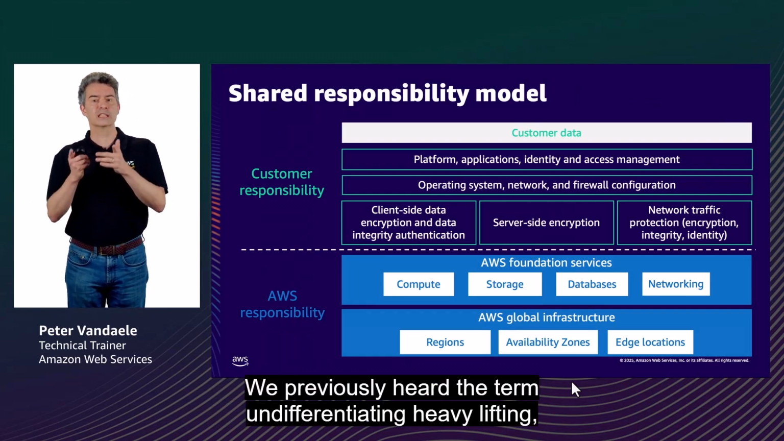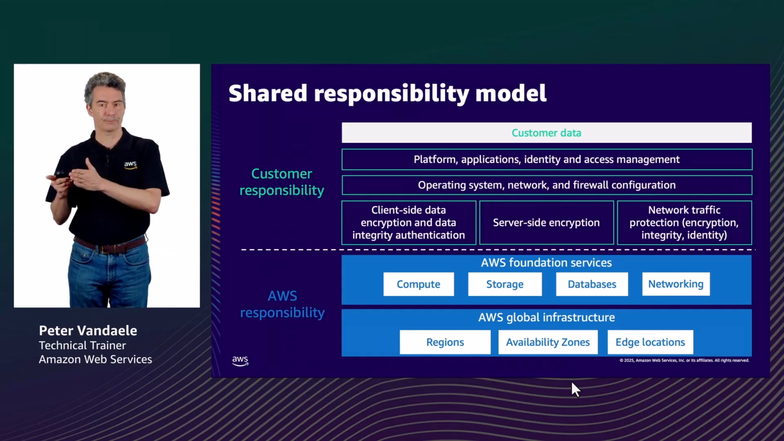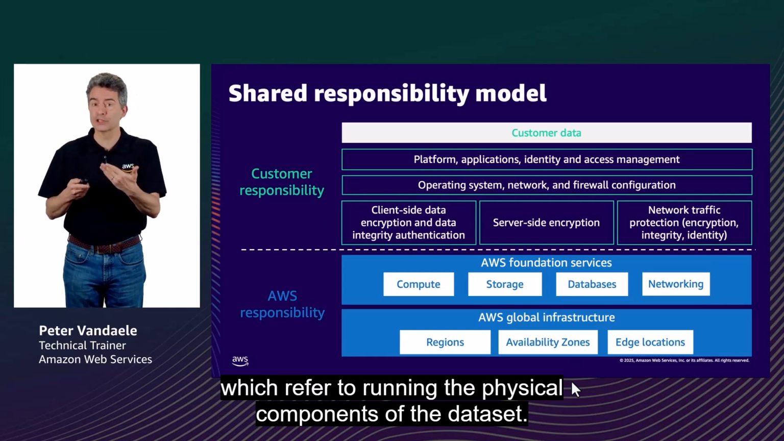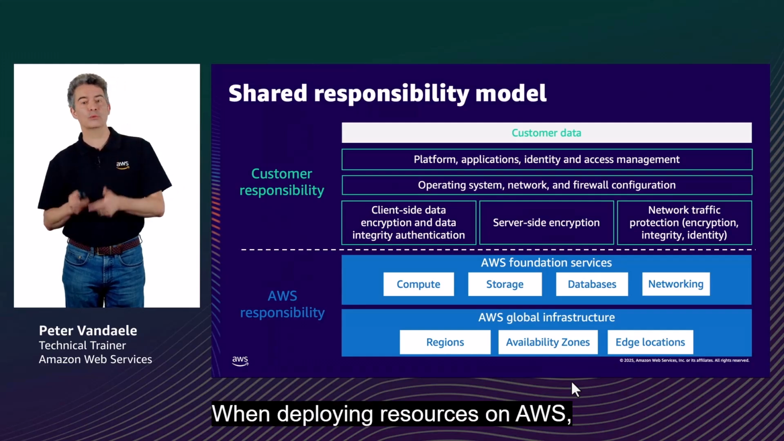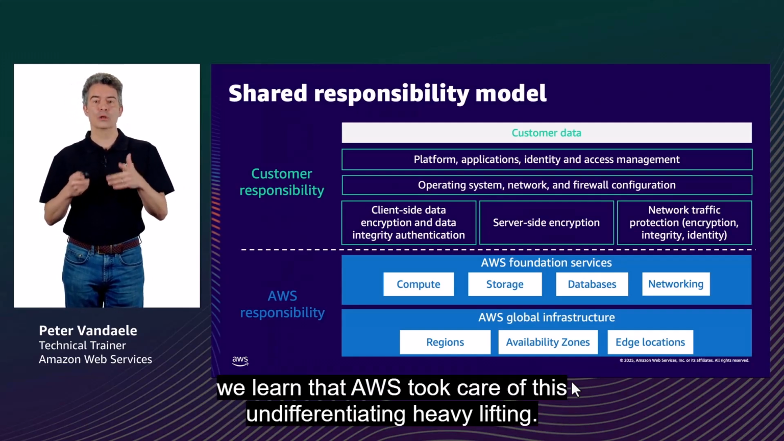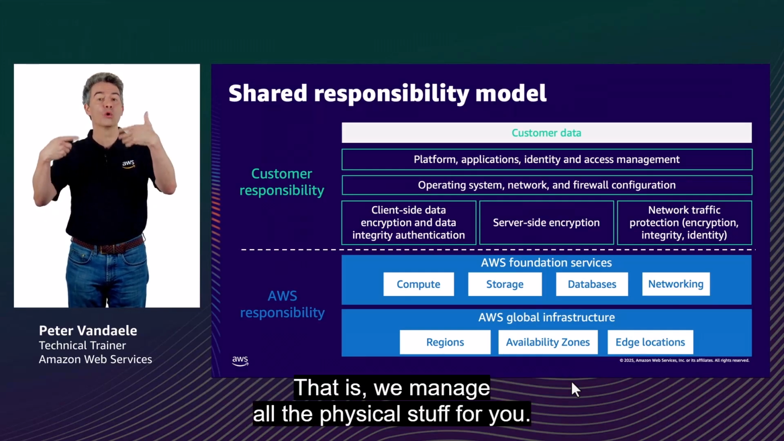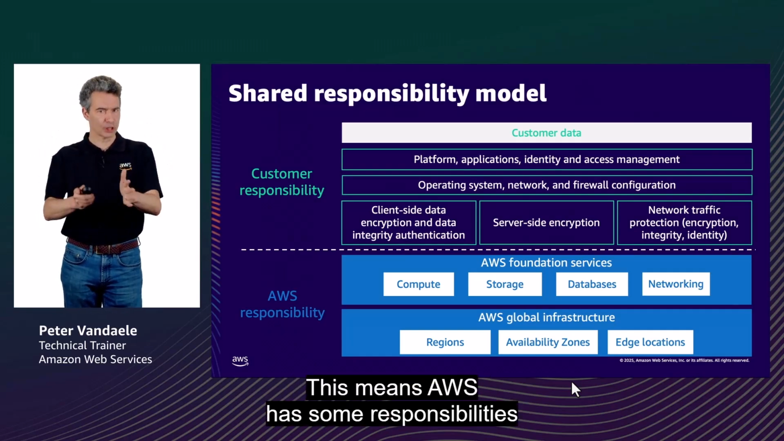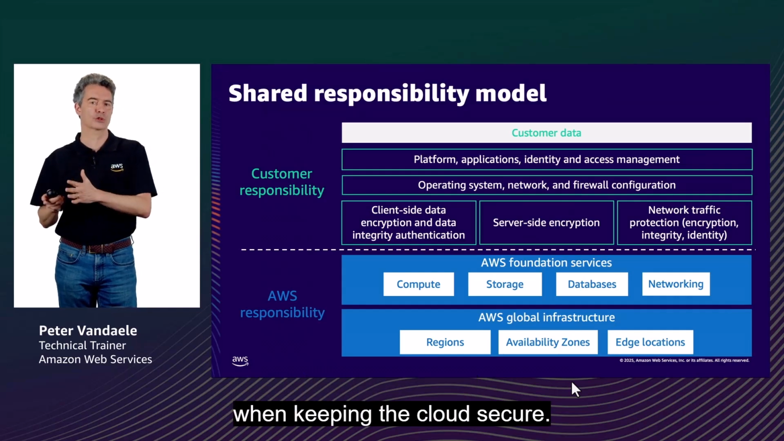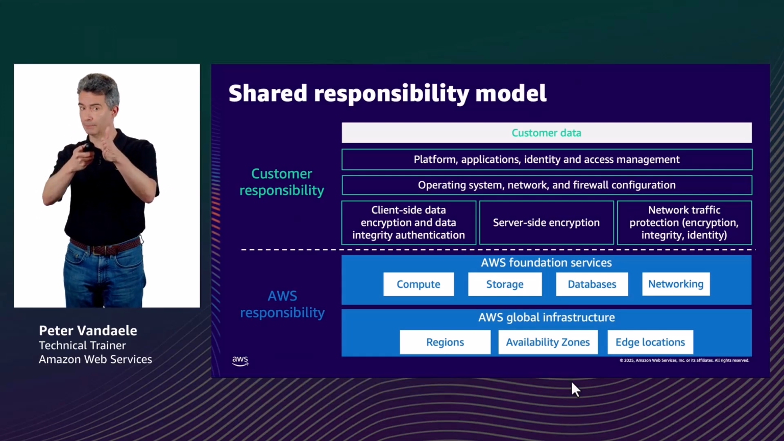We previously heard the term undifferentiated heavy lifting, which referred to running the physical components of the data center. When deploying resources on AWS, we learned that AWS took care of this undifferentiated heavy lifting. That is, we manage all the physical stuff for you. This means AWS has some responsibilities when keeping the cloud secure. On the flip side, AWS does not have access to your data.